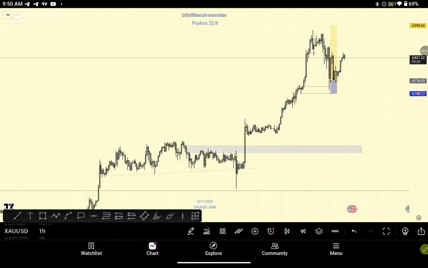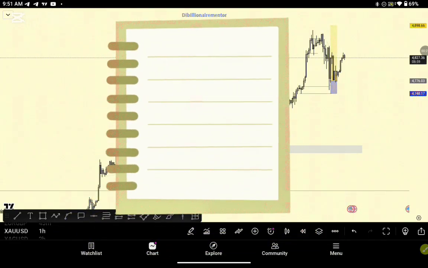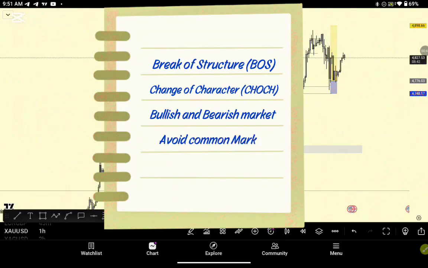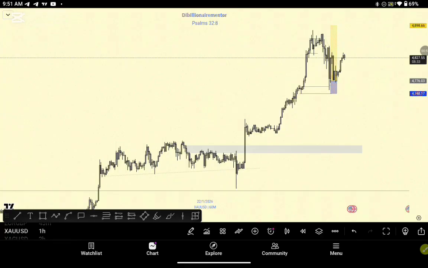By the end of this lesson, you should be able to understand the break of structure and change of character. You should be able to identify the bullish market and the bearish market, to distinguish between them. Then, above all, you should be able to avoid common market structural mistakes. So, let's go.